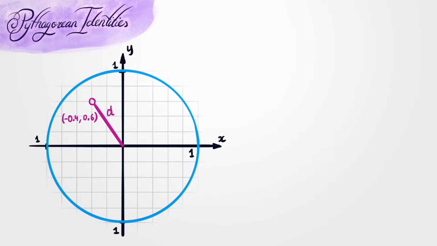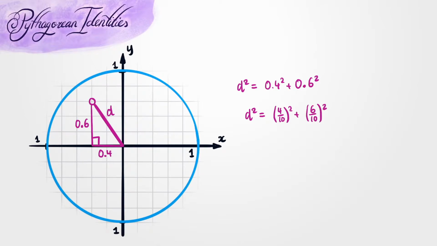Now to actually find the distance between this point and the origin, we can just go ahead and draw a triangle beneath it. To find the length d, we can use the Pythagorean theorem. 0.4 is the same thing as 4 on 10, and 0.6 is the same thing as 6 on 10. Now we can expand the squares to both the top and the bottom, and then we can write the fact that 4 squared is 16, 6 squared is 36, and 10 squared is 100.